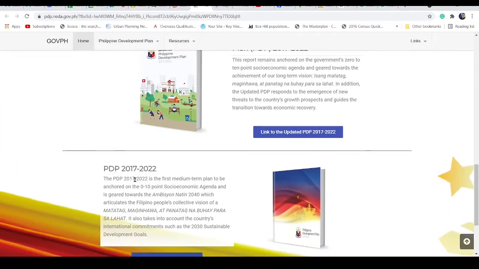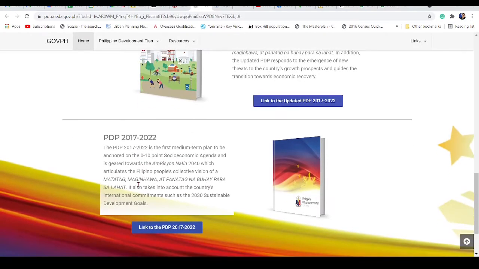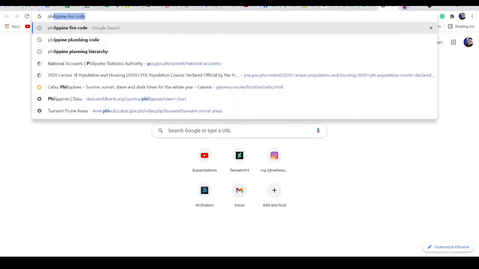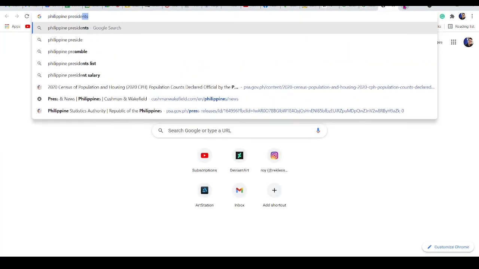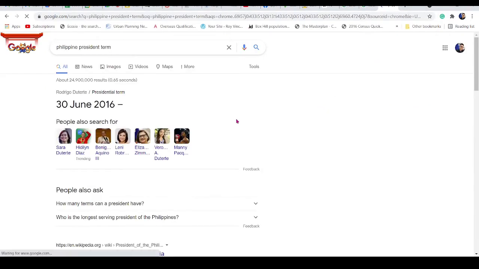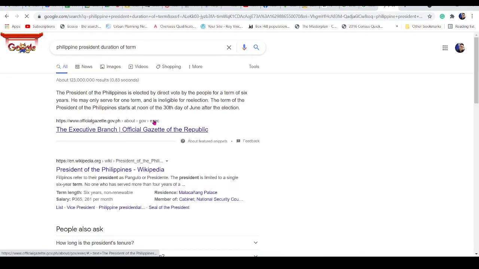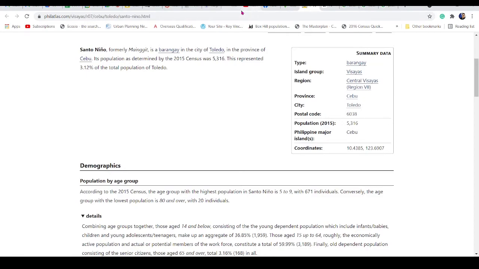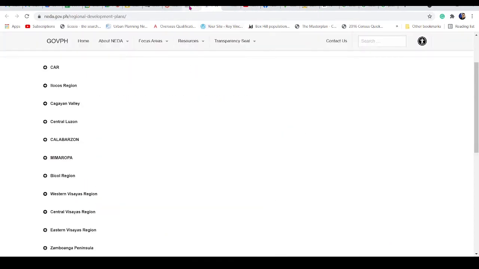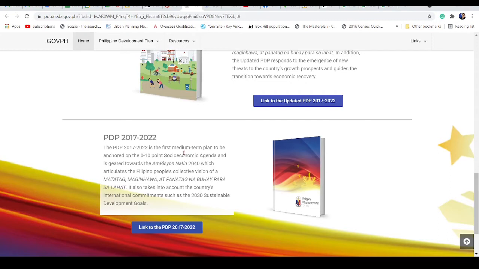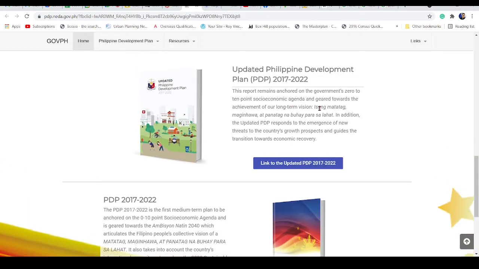Updated. So the previous version was... how long is the term of the president? Philippine president term. Duration of term. I think that's 6 years. So every 3 years they update the development plan, because they do the medium term plan. So the first medium term, and this is the second medium term, every 3 years of the run of the president.